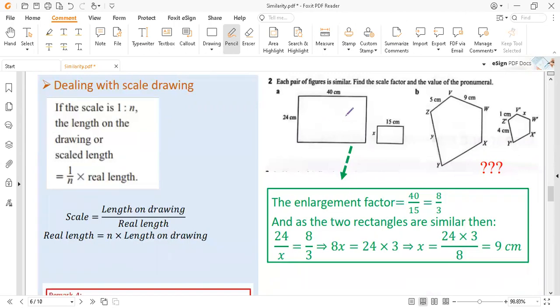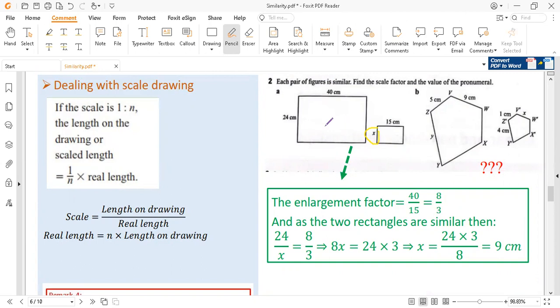For example, here we have two different figures, and they tell us that each pair of figures is similar. So we have two pairs of similar figures, and we want to find the value of the variable given in each figure. First of all, we should base our work on the properties of two similar figures.